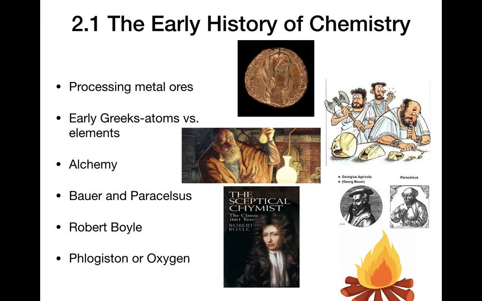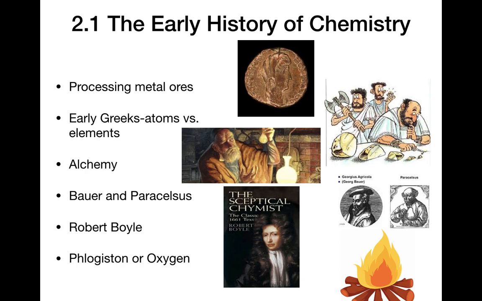We know that early on man was making embalming fluids. They were producing vinegar from various grape juice. They were making wine from grape juice. So chemistry has been going on for a while.